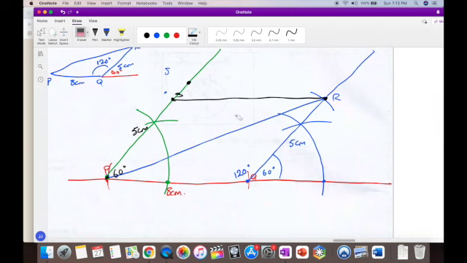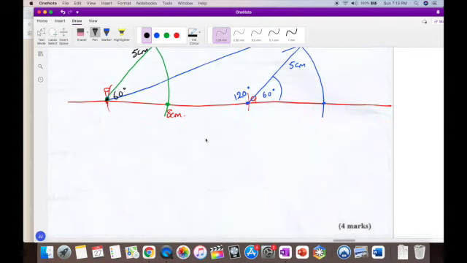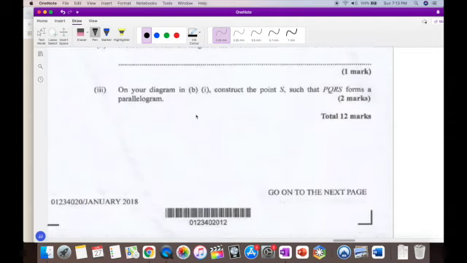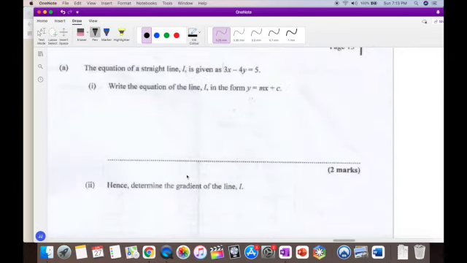You would have ended up with something looking like this, and these are the construction lines that you would have expected to have, including one right here for when you measured S. Remember, you will be getting marks for all of these construction lines, and we can see here that there are 4 marks for the original construction, and then an additional 2 marks for the parallelogram construction, right?